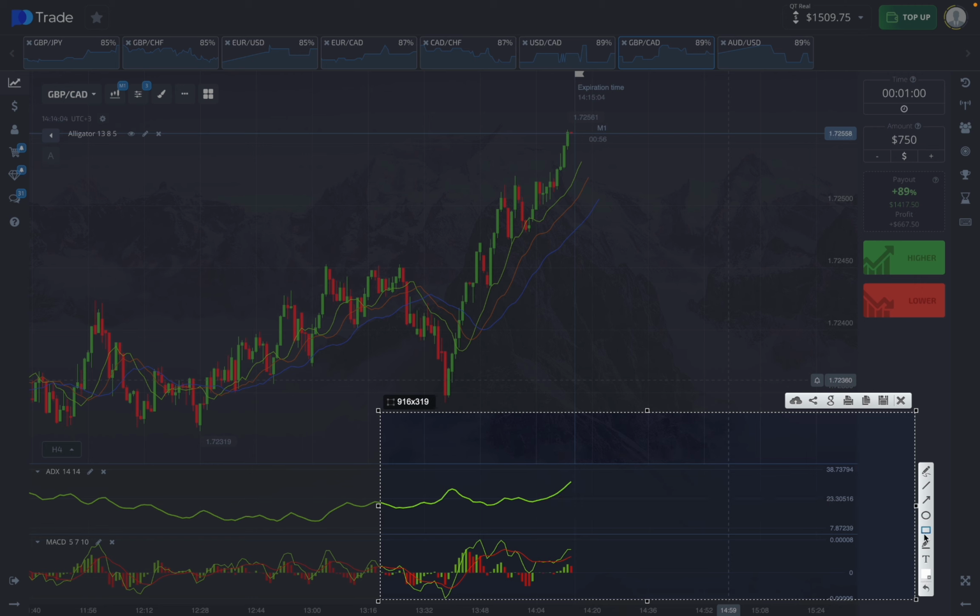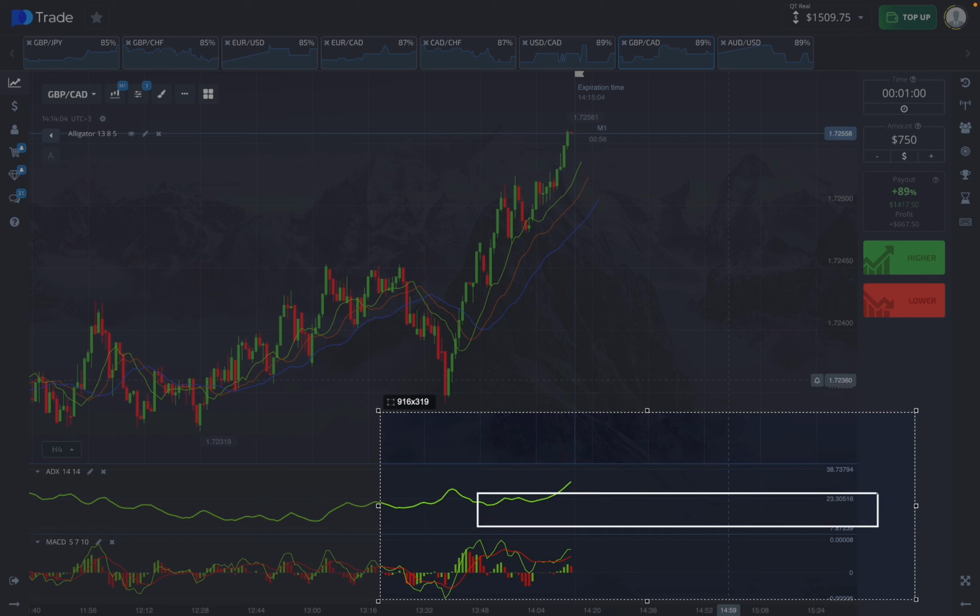And also, if our moving line is in the area from 25 to 30, this means that this is the average direction of the trend. In general, you can open in the direction of the trend.